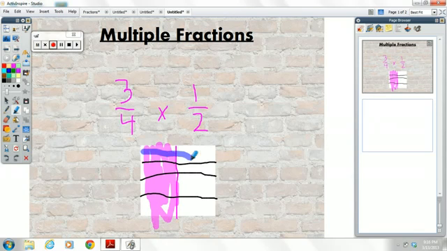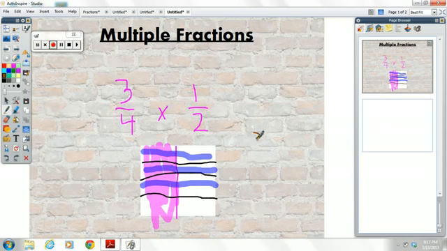This is 1 part, 2 out of the 4, and 3 out of the 4. So in blue represents 3/4. In pink represents the 1/2. Now the parts that overlap, you see right here, the boxes that overlap. Here's one box that overlaps, here's 2 boxes, here's 3 boxes.